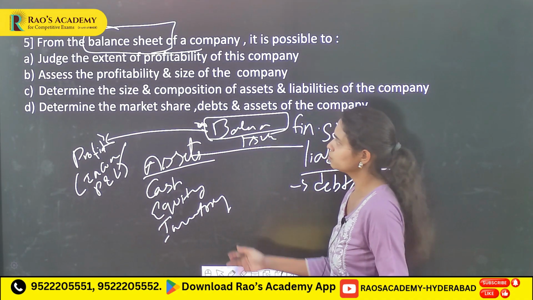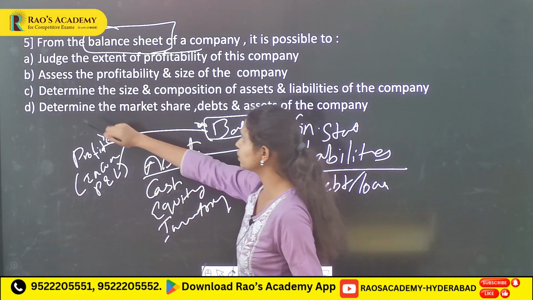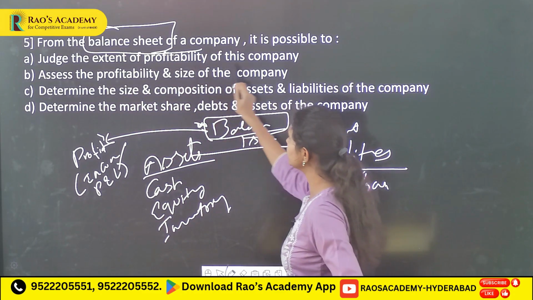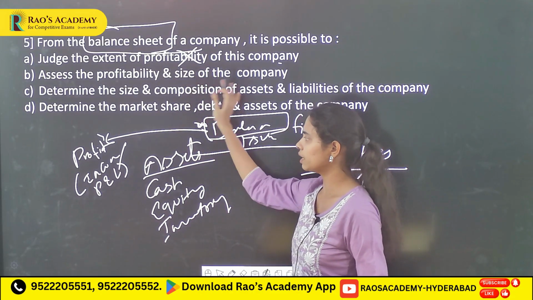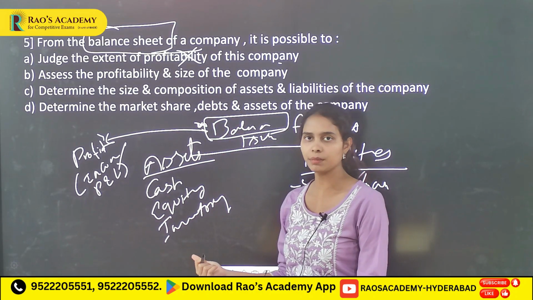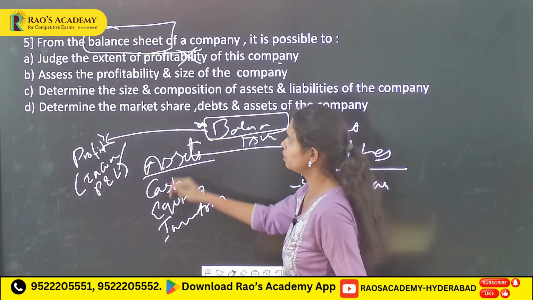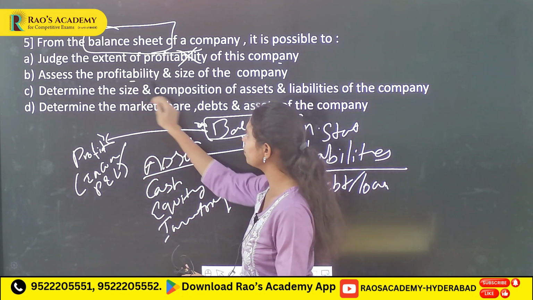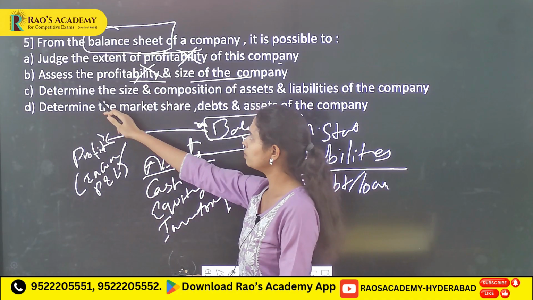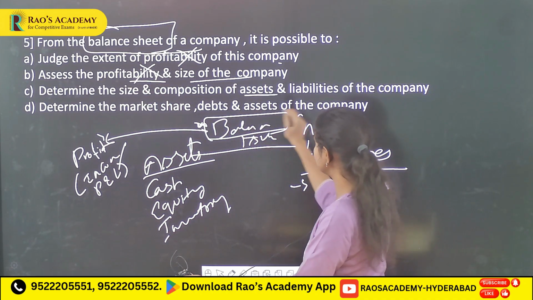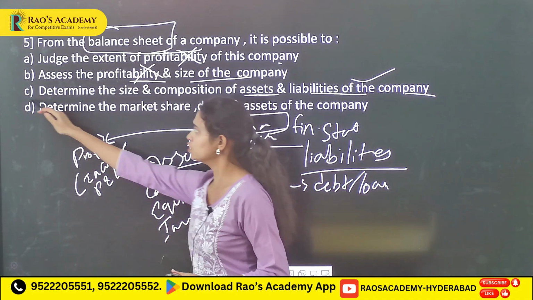sheet. So if you see the different statements with regard to the balance sheet of a company, here it has mentioned that in order to judge the extent of profitability of this company, it is not the profitability of the company, because the profitability of a company will be determined through the income statement or the profit and loss statement, but not through the balance sheet of a company. So if you see the next one, in order to assess the profitability and the size of a company, which is again an incorrect one. Then followed by determine the size and composition of assets, liabilities of the company, which is directly a correct statement with regard to the balance sheet. So option C is a correct one.